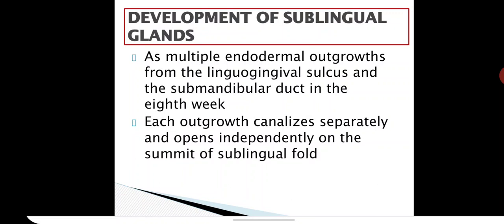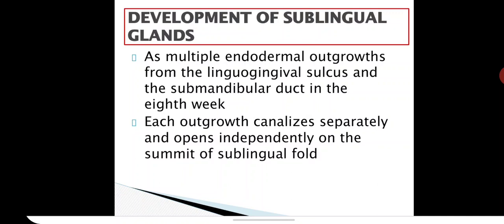So we have completed the development of the submandibular and the sublingual glands. Both are endodermal derivatives. Parotid gland is an ectodermal derivative. So these are the salivary glands associated with the oral cavity.